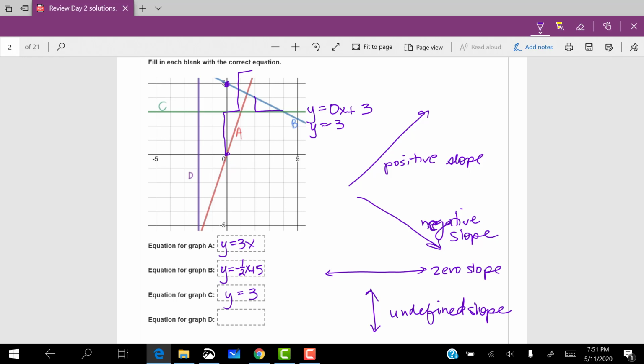Now D is an undefined slope. Notice that every single point on this line has an x-coordinate of negative 2. So that's negative 2, 0. That's negative 2, 2. And every single point has an x-coordinate of negative 2. So the equation is just x equals negative 2. That's the vertical line, undefined slope.